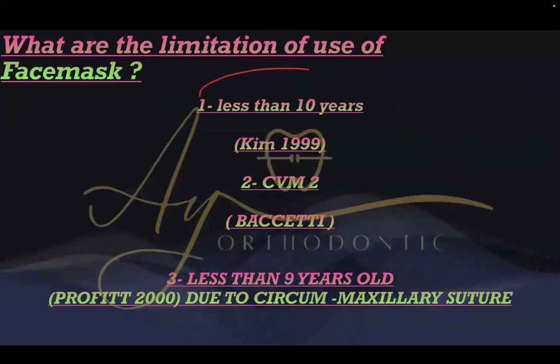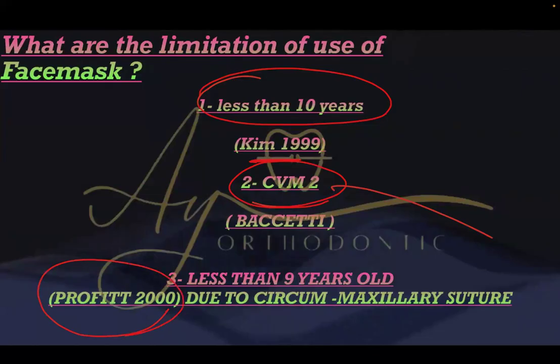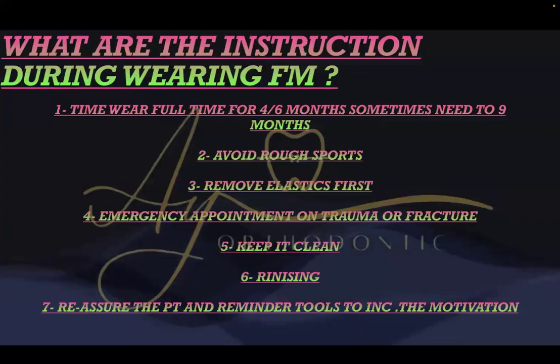Less than 10 years old, according to Kim. Bashiti have mentioned any growth modification related to the maxilla, either to suppress or to motivate the growth, it will be in CVM2, CVM3 for the twin block, and CVM4 for the fixed functional appliance, okay? And less than 9 according to Proffit. Why? Due to the circummaxillary suture. Okay?